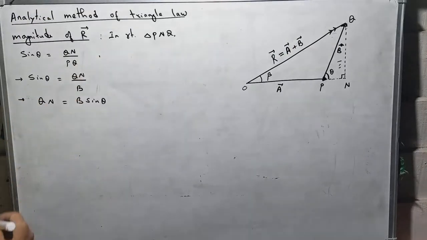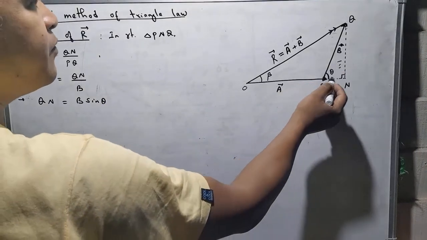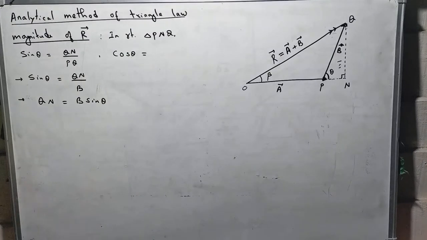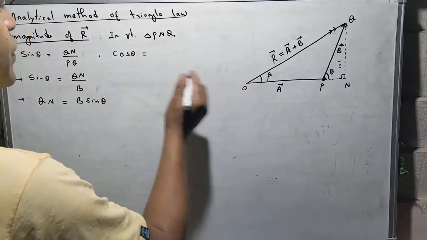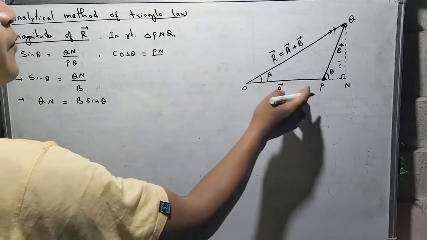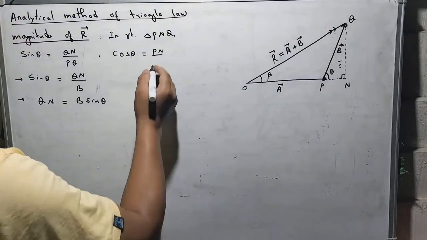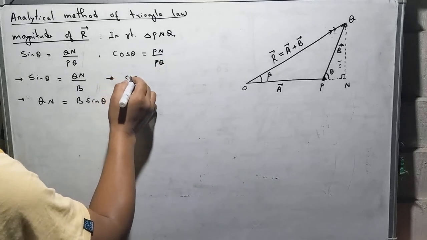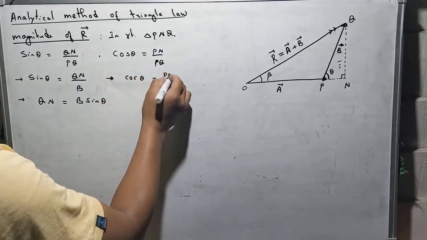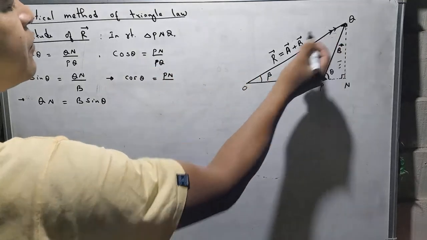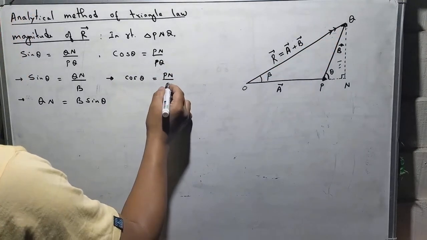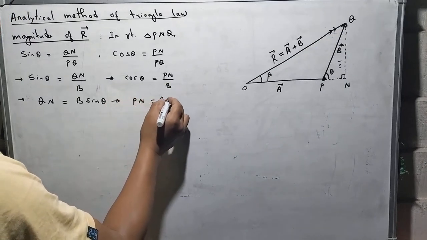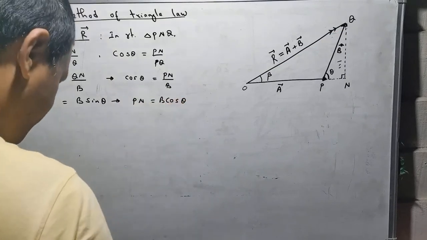Similarly, in this right angle triangle PNQ, if you take cos theta, it is equal to base upon hypotenuse. Your base is PN, hypotenuse is PQ again. So cos theta is equal to PN upon PQ. Again, PQ stands for the magnitude of the vector B, so I'll write B. Next, PN will be equal to B cos theta.